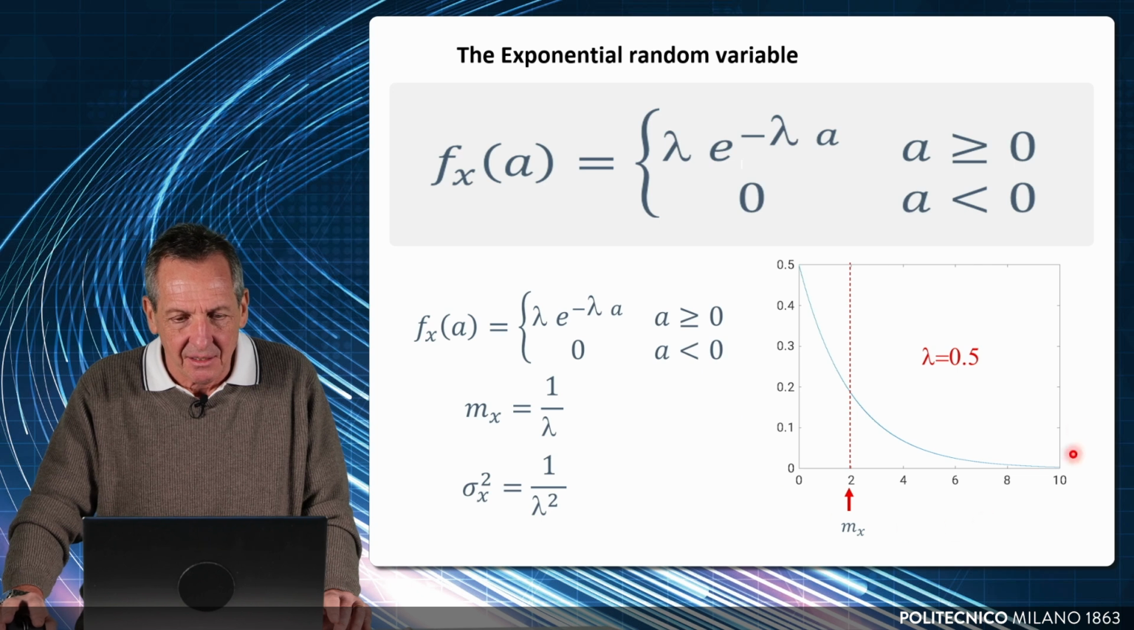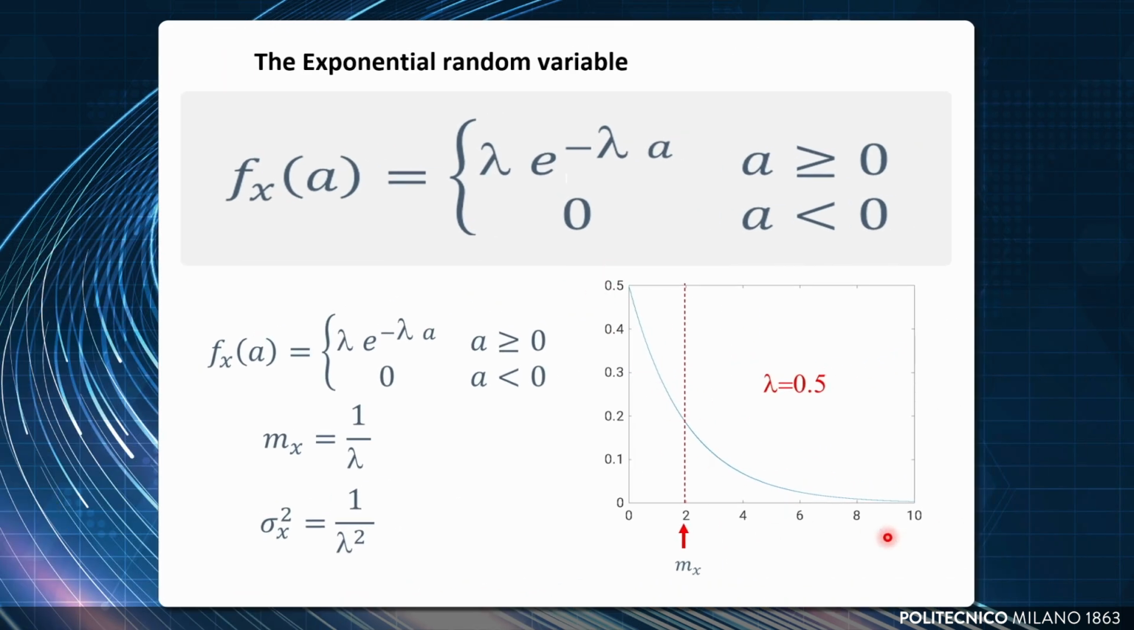This is the shape of the exponential probability density function, just to give you an idea of the position of the mean with respect to the curve that descends exponentially here.